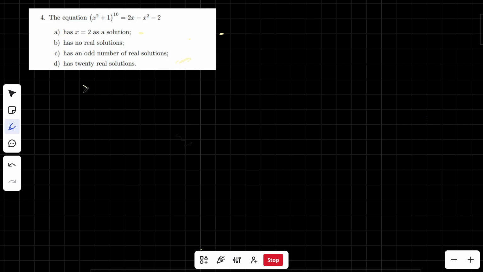So if you plug in x equals 2, on the left-hand side we're going to get (x squared plus 1) to the power of 10, which is going to be 5 to the 10, and this is going to have to be equal to 4 minus 4 minus 2. We can clearly see that 5 to the power of 10 does not equal minus 2. So we can safely say that x equals 2 is not a solution.